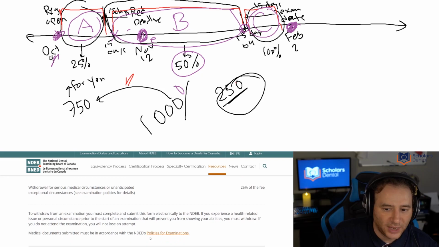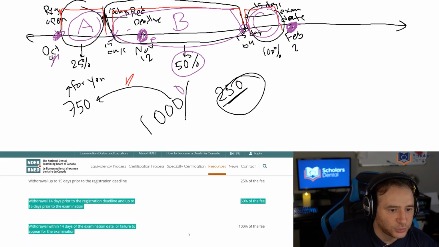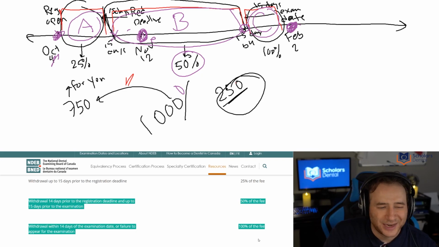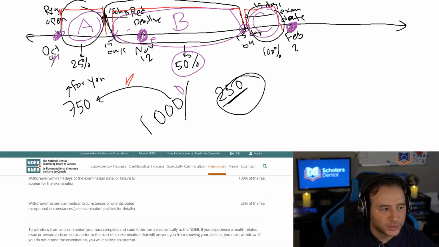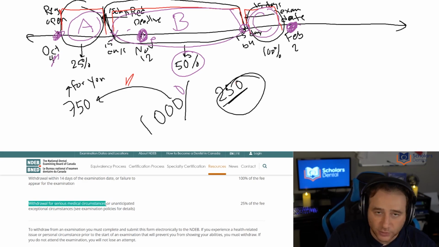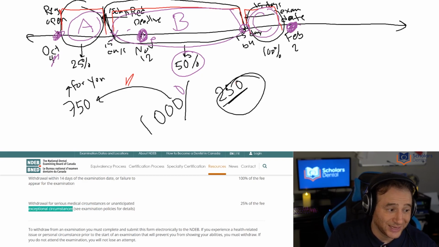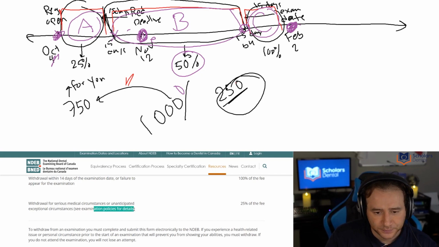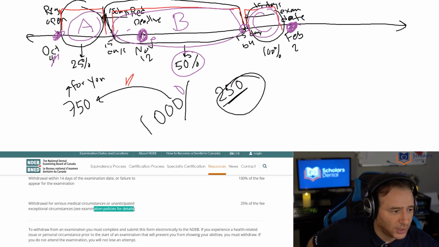All right, now if you have an excuse, let's say you're in one of these two where you're charged 50 or 100% and you want to reduce that, the only way you could do it is by withdrawing for a serious medical circumstance, like you have a medical issue and you have to provide some sort of evidence, or an unanticipated exceptional circumstance. Now, I don't know what's included in there. See their examination policies for details. Okay, we could look into that as well. But basically, maybe you have to let them know and see what applies there. And they'll either accept it or not. Maybe, like, I can't travel, or I'm not sure if that's included in there.